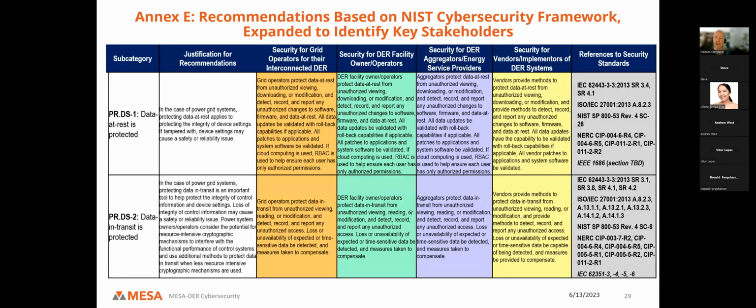So I'm going to just show an example of this. So this is in Annex E, as I mentioned. And here's an example. Here's the subcategory, data at rest is protected. There's a justification. This comes from NIST. Then we added in, what is it, for instance, that the grid operators need to do with respect to this requirement?